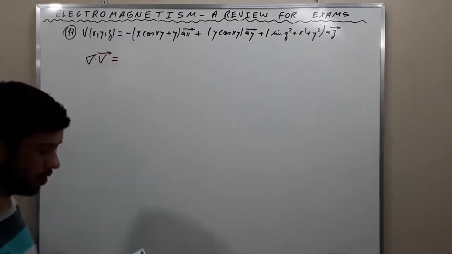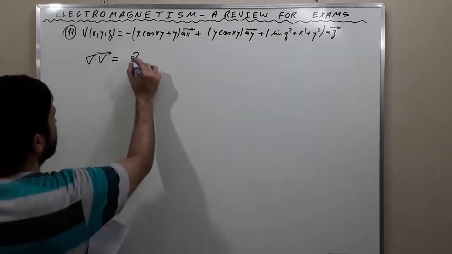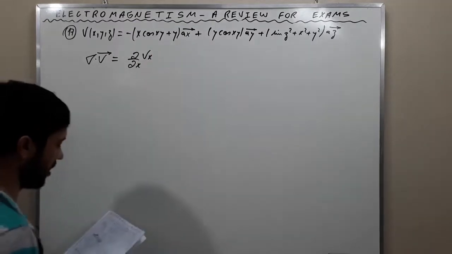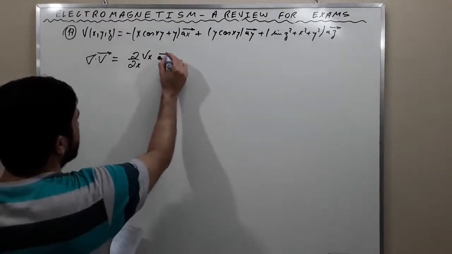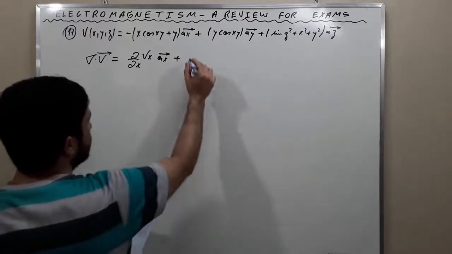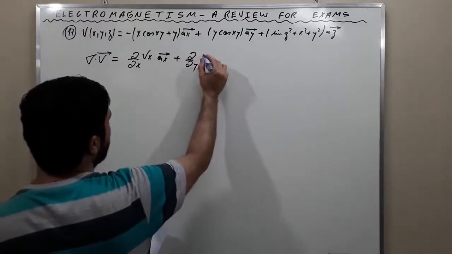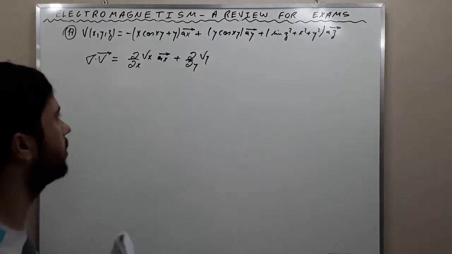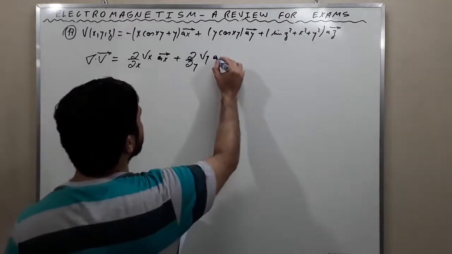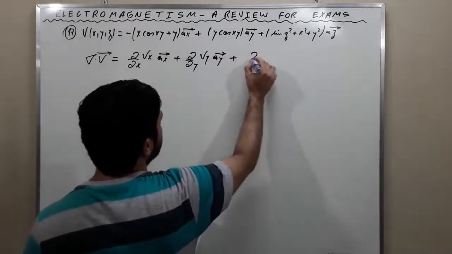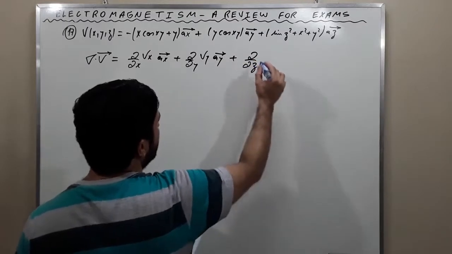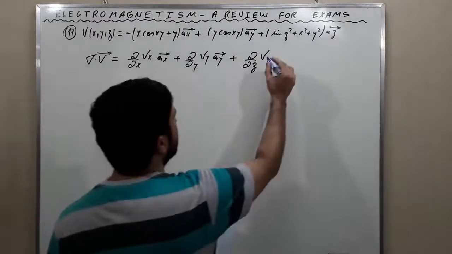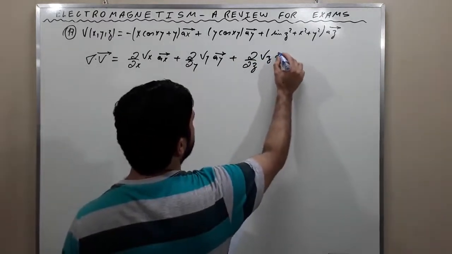The divergence of v is the partial derivative of vx with respect to x in the x direction plus the partial derivative with respect to y of the component of the vector in the y direction, plus the partial derivative with respect to z of the component of this vector field in the z direction.